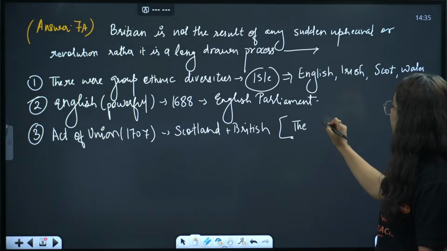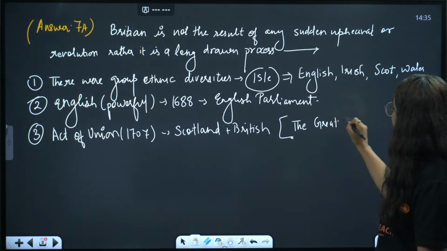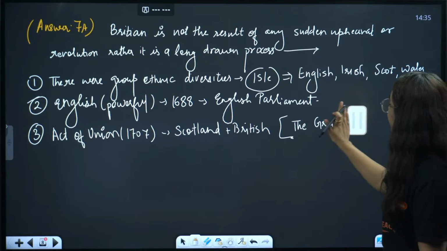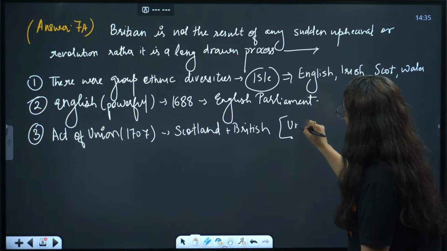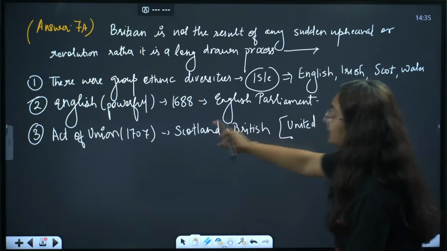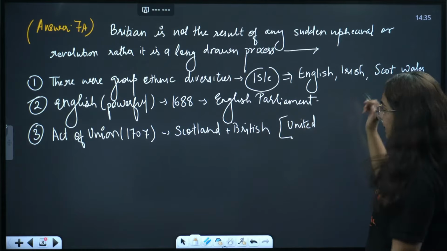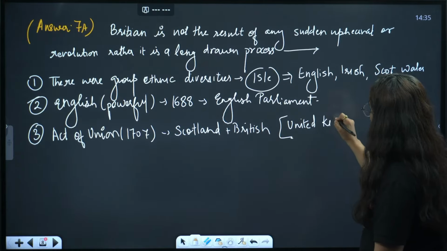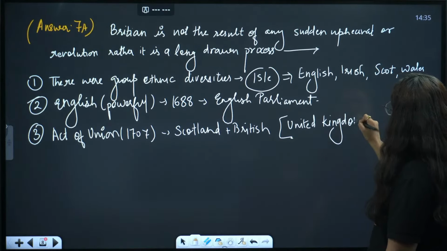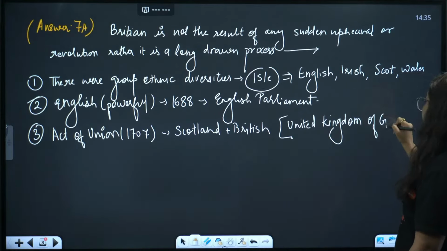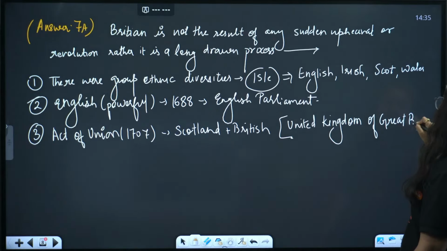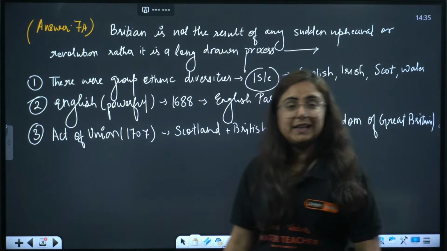I merged both the words: the Great United Kingdoms of Great Britain. Sorry, we will write what? United. Now, who is united? Scotland plus British land is united. So, United Kingdom, which we call UK these days, of Great Britain, because they are considering themselves as great, as they have a parliament which is so powerful in the world.